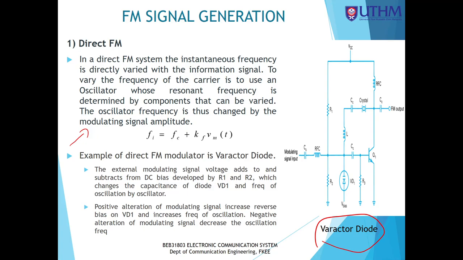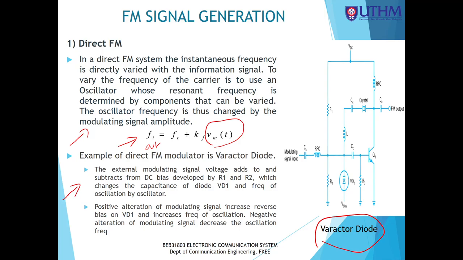So here, Fi is the F oscillator, which is actually at the output. The output frequency is equal to the carrier frequency plus Kf Vm(t), where Vm(t) is the input. That means the output frequency is directly varied by the input signal amplitude. So this is the general equation of direct FM. That means the output frequency directly changes.